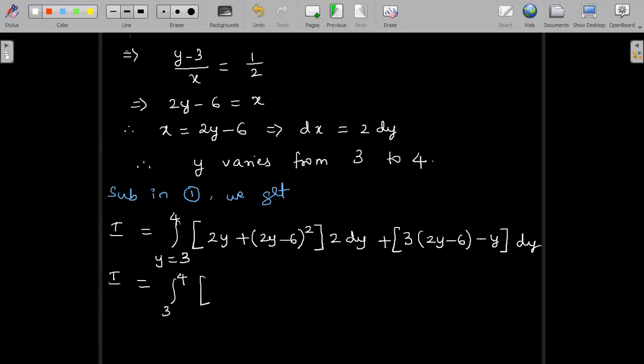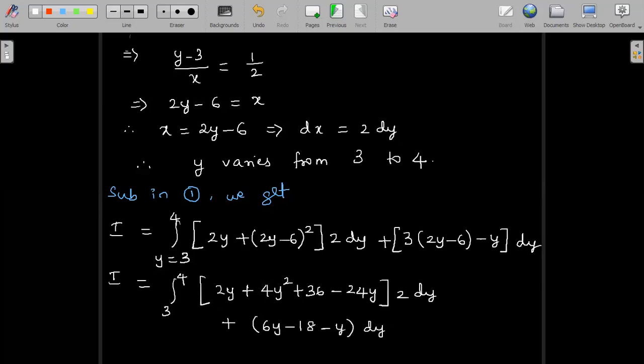Let us group all the y terms. So I have first 2y plus a minus b, the whole square. So 4y square plus 36 minus 24y, the whole thing into 2 dy. In the second term, I'll just multiply 3 inside and write it down. So it is 6y minus 6 3s are 18 minus y, the whole thing into dy. You can further simplify this.